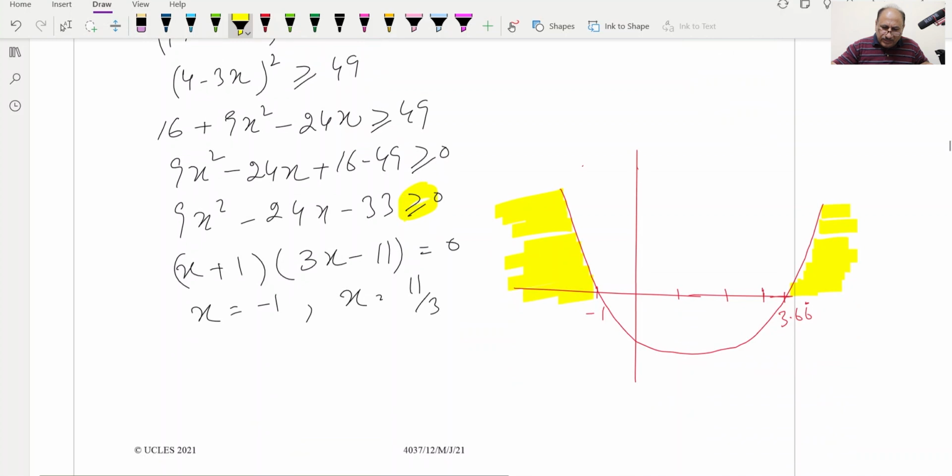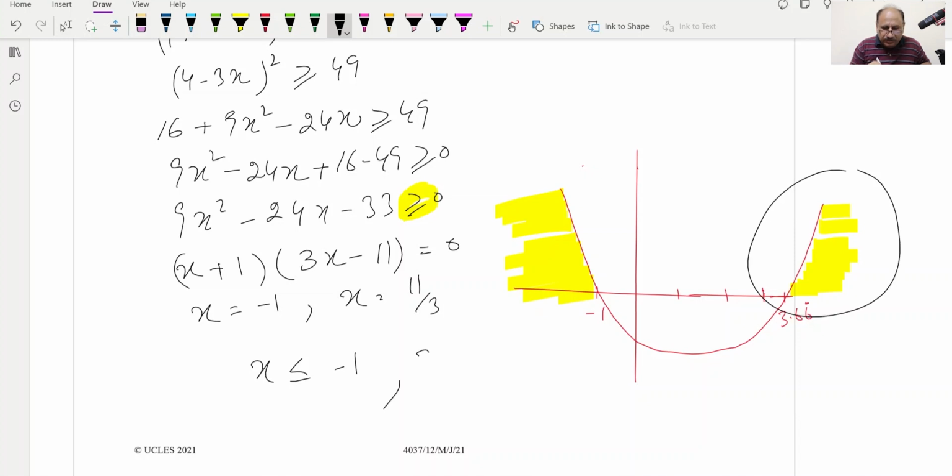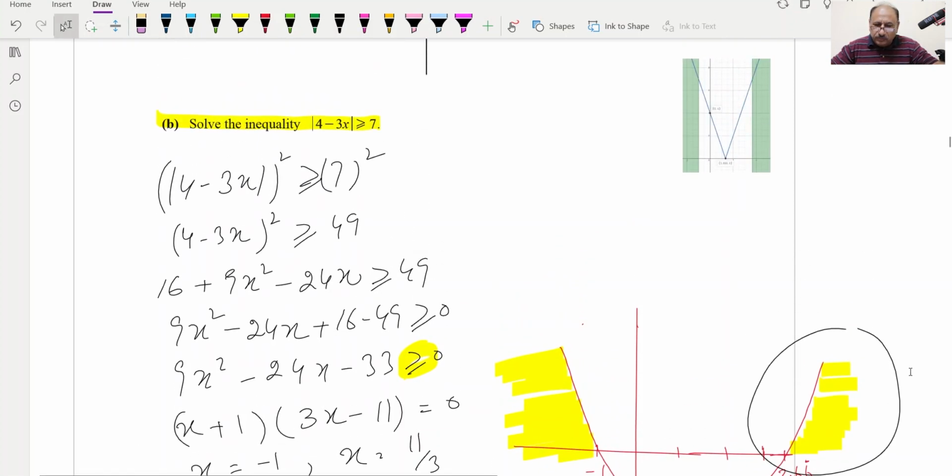So we can write over here x is less than or equal to minus 1, and the second portion, which is this side, will be x is greater than or equal to 11 by 3. These are basically the two solutions which we will be providing.